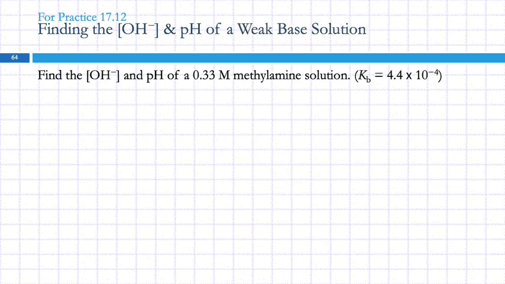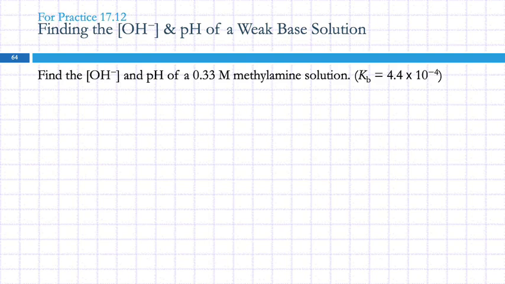Okay, let's do this one. And again, the title kind of gives it away. This is a weak base. Find the hydroxide ion concentration and pH of a 0.33 molar methylamine solution. We don't need to know the formula for methylamine. They give us the Kb, so we can assume it's a weak base from that. Also, if you have something that has amine in the name, it's a relative of ammonia, it's a weak base.